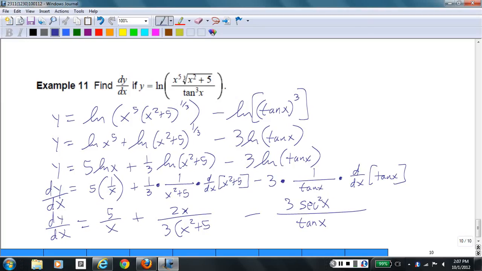It's supposed to be another parenthesis down on the bottom there. 3 times the quantity x squared plus 5, so 3x squared plus 2x over 3x.